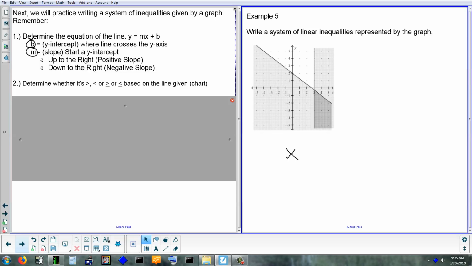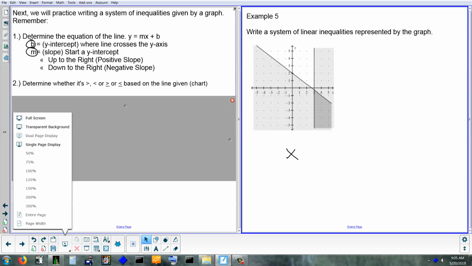So X. And now look at the vertical line. Did they shade? Well, actually, tell me the next thing. Where is the vertical line? You look at your guided notes. What number is it at? 3. It's at 3.